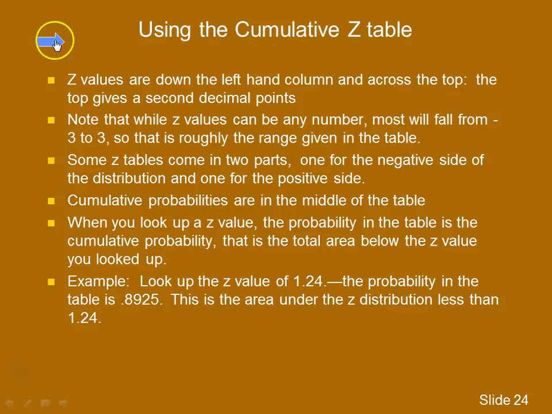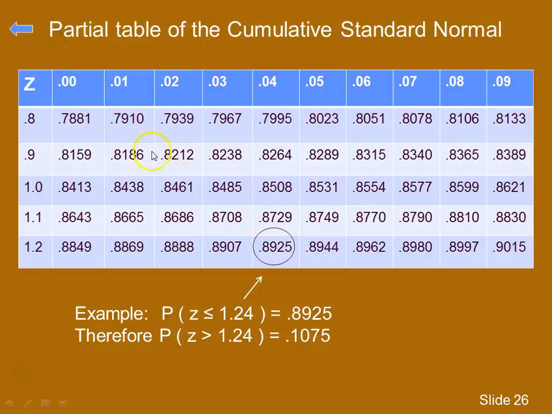Let's look at a sample portion of a Z table. This is part of your cumulative standard normal table. Down the left-hand side and across the top are Z values. Across the top allows you to go out a second decimal place. In the middle of the table here are cumulative probabilities. Remember, a cumulative gives you all probability less than or equal to a point.